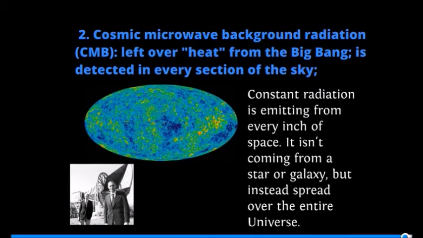All right, the second evidence we have is that heat radiation that the Big Bang predicted, that the space is spreading out, so the radiation's to spread out. This is what they found. This is evidence number 2. It's called cosmic microwave background radiation, also known as CMB. This is the leftover heat signature from the Big Bang. Now write it down and then we'll explain it. And it's detected in every section of the night sky.